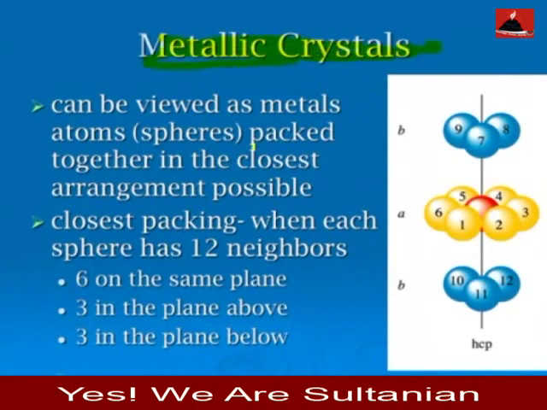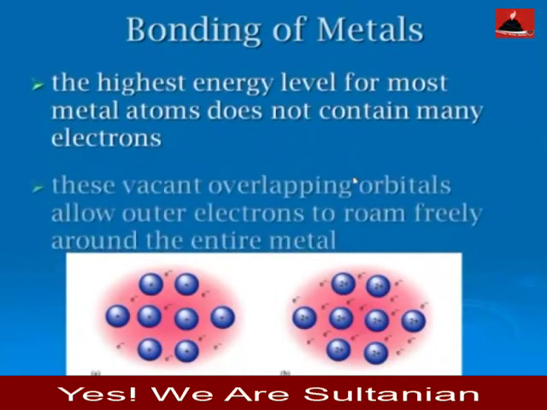Okay, metal bonding. Metallic crystals can be viewed as metal atoms, or spheres, packed together in the closest arrangement possible. The closest packing possible is when each sphere has 12 neighbors, where you have 6 on the same plane that completely surround it, 3 on top because they settle into the grooves, and then 3 on the bottom. Again, it's just an example to show you how these things actually start to go together, but I'm not going to ask you to explain this specifically in terms of a memorization point.